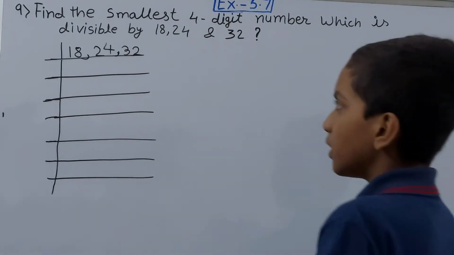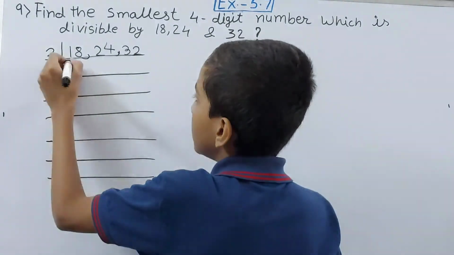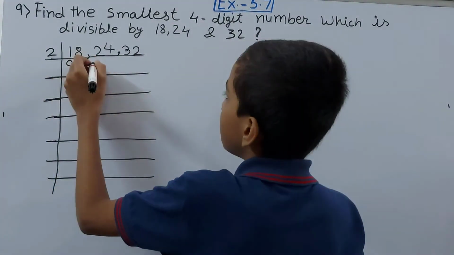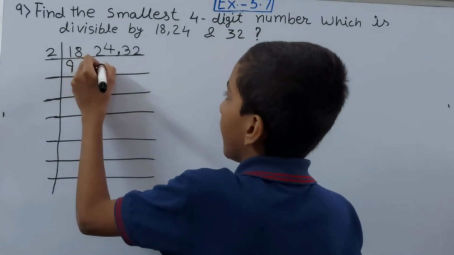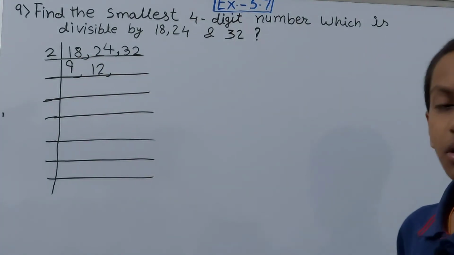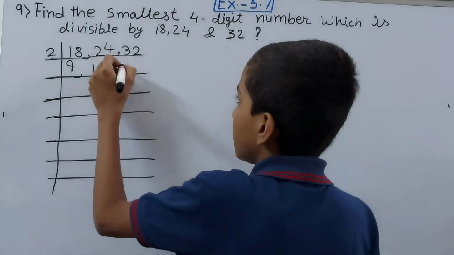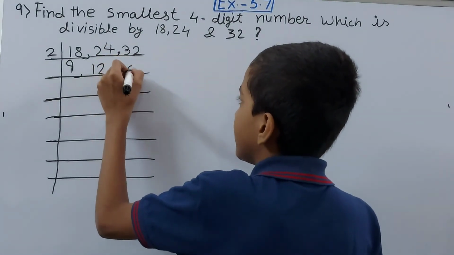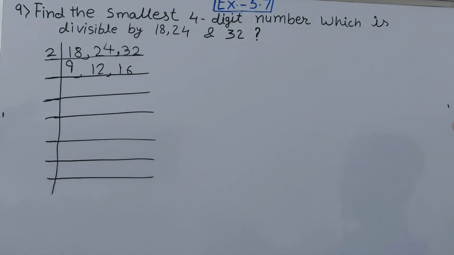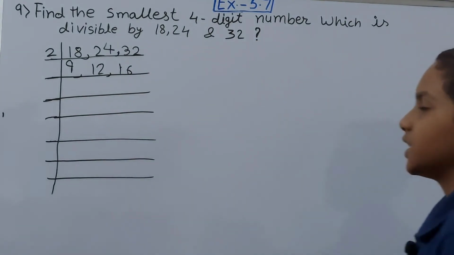Of course, we are going to take 2 here. So 18 will go 9 times, 24 will go 1 and 2, that is 12. That means 24 will go 12 times and 32 is here, that will go 1 and 6, that is 16. That means 32 will go 16 times. Now we have 9, 12 and 16.